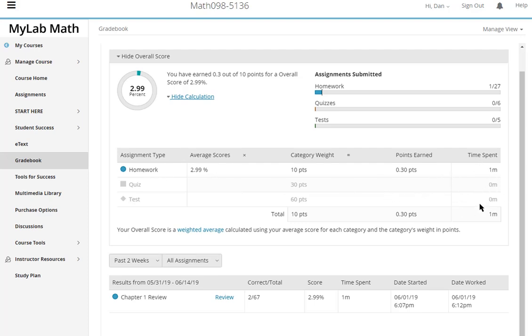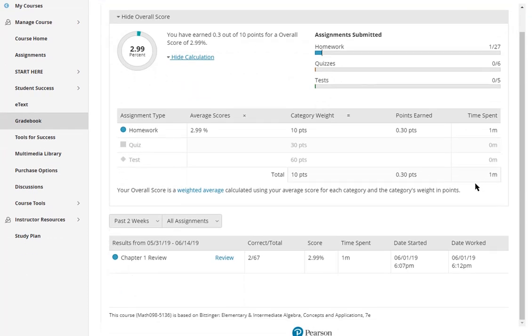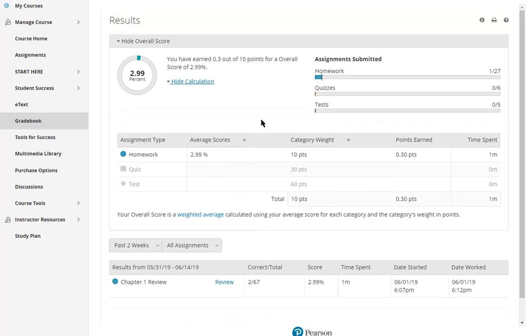Also, I use this time spent. Everybody's got some time management issues, so you can look at that. If you're spending a huge amount of time at the homework and still not doing well on your quizzes and tests and so on, you should look at that and say, how can I do this more effectively?